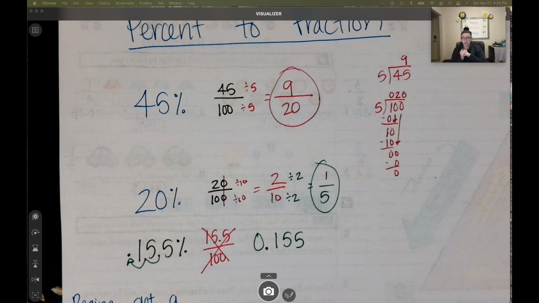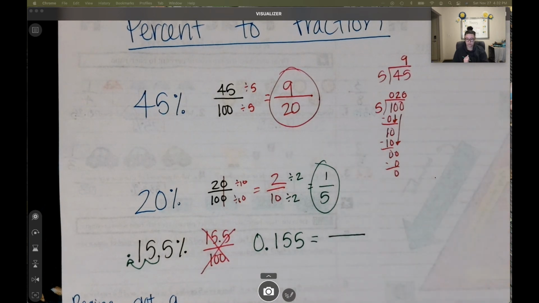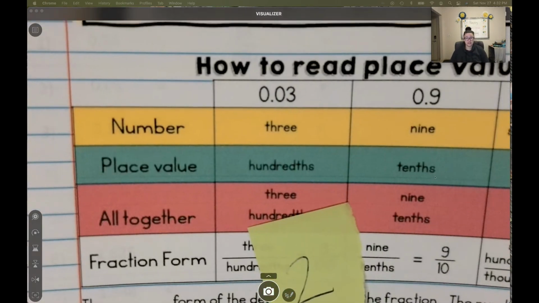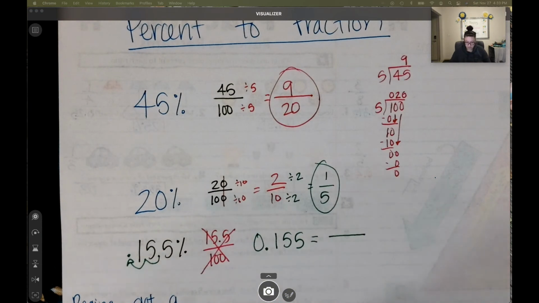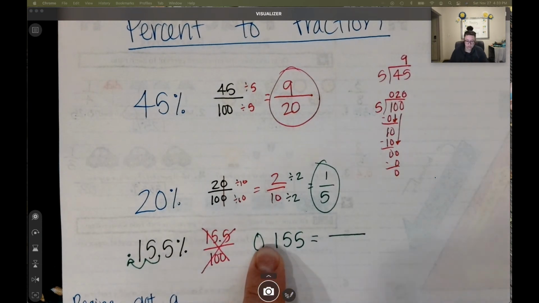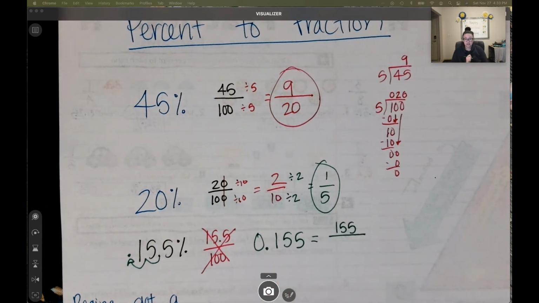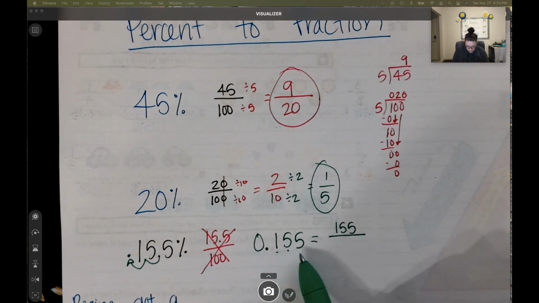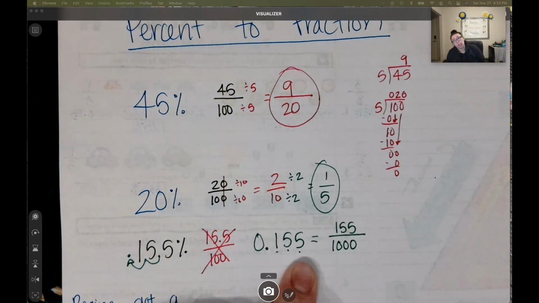Now from our decimal, we can go into a fraction. Do you remember how to go from a decimal to a fraction? Remember these notes? We just go through, look at the number, the place value, put it together. What's that number without the decimal? 155. What's our place value? Tenths, hundredths, thousandths. So I have 155 over 1,000.